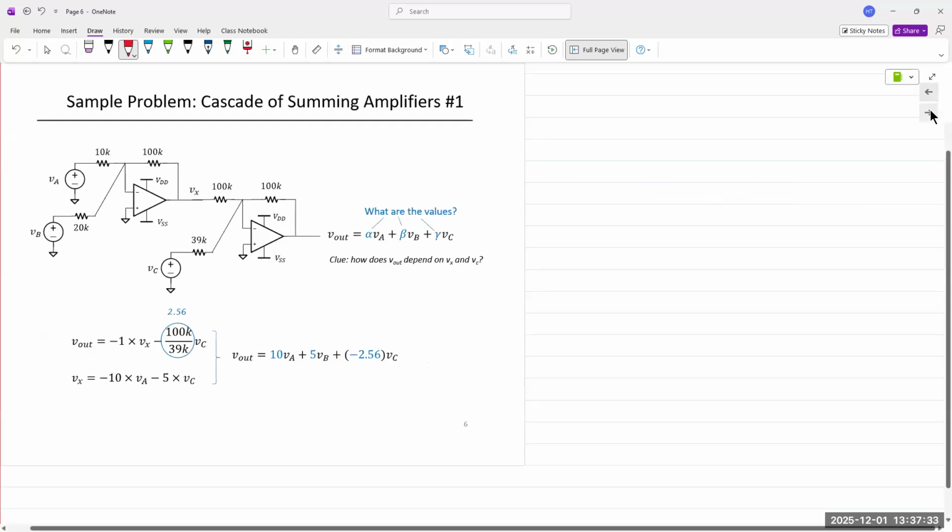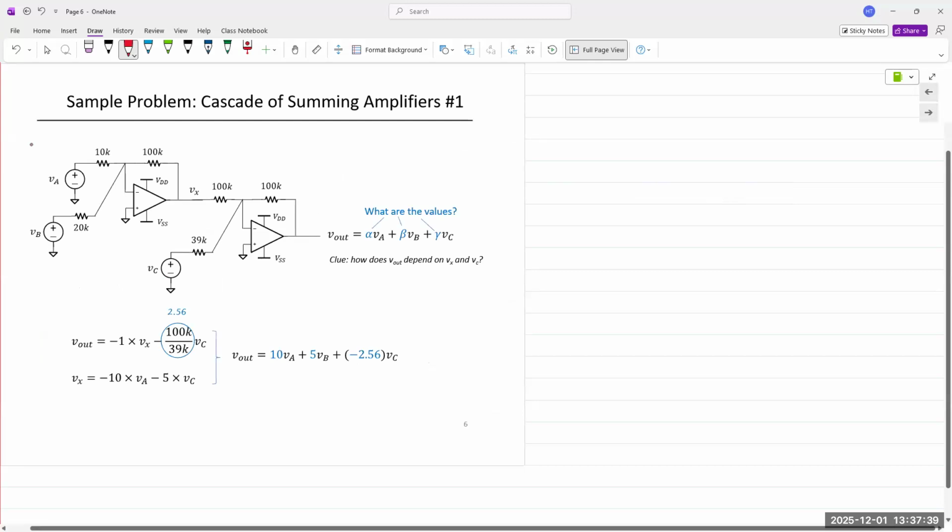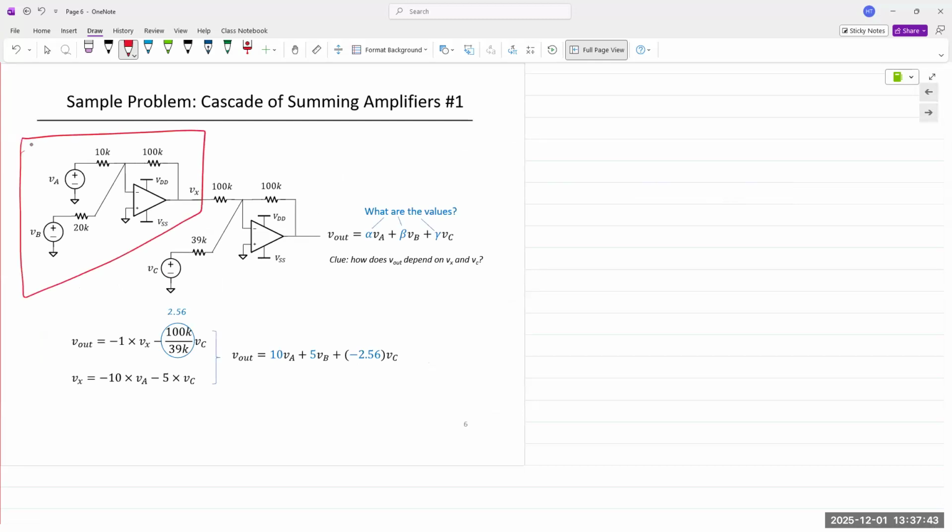All right, cascade of summing amplifiers. We have one right here, and we have the second one.